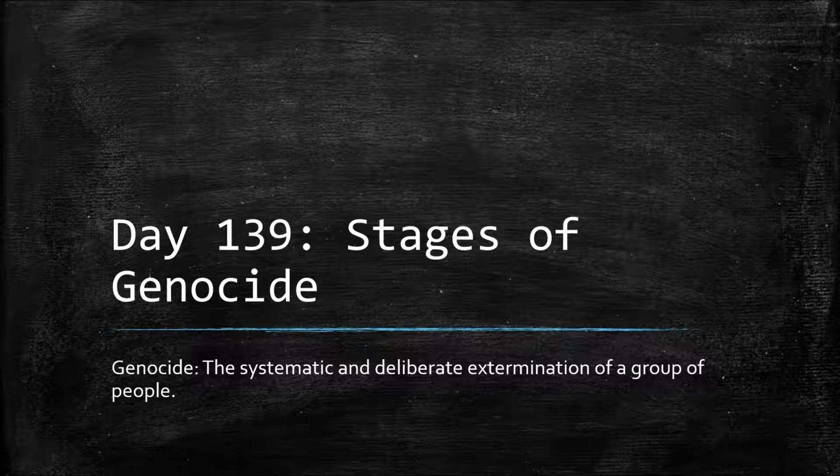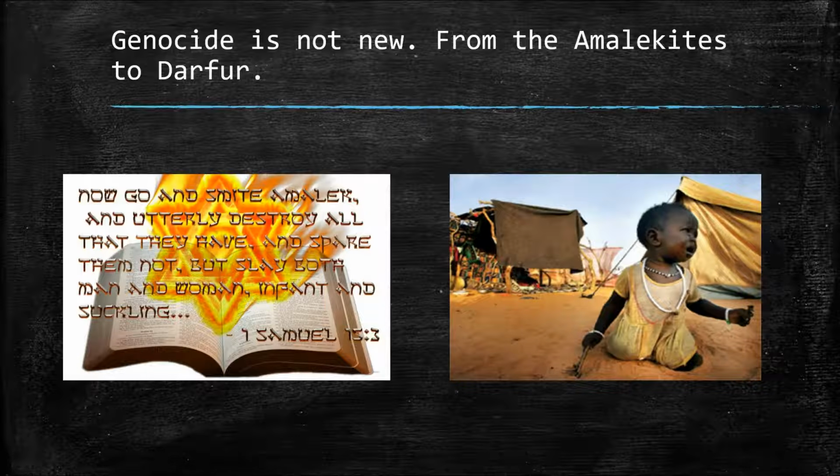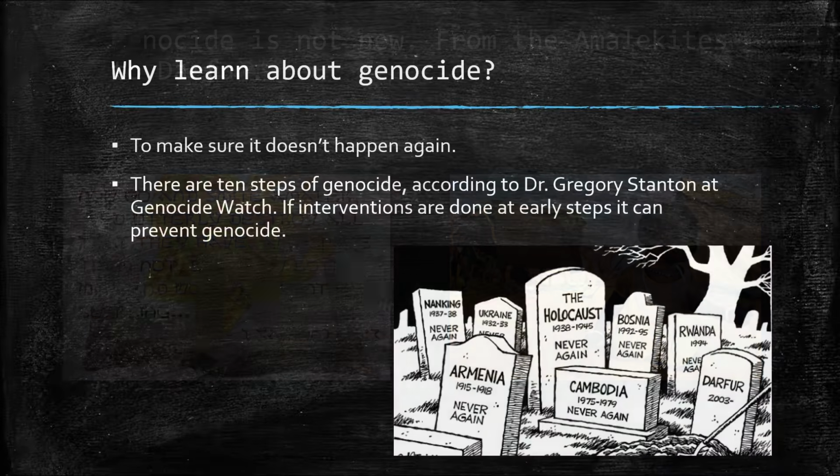Genocide, on a very simple level, is the systematic and deliberate extermination of a group of people. And I'm sad to report, genocide is not new. There are instances from the Old Testament in the book of Samuel with the Amalekites all the way to the 21st century with Darfur. And throughout our history, there have been attempts to eliminate a group of people from the earth.